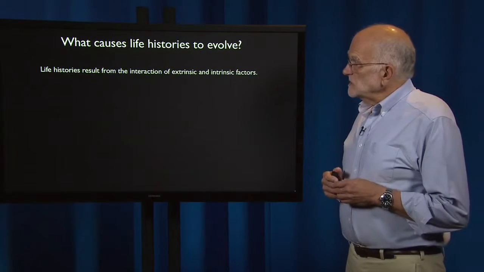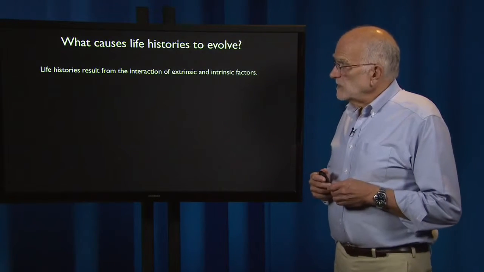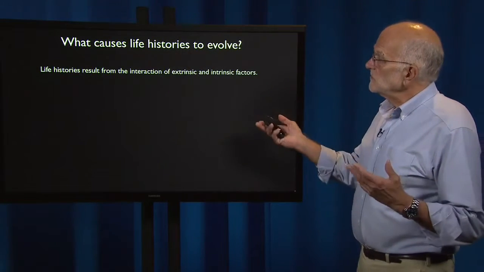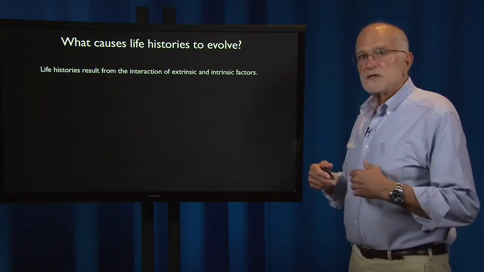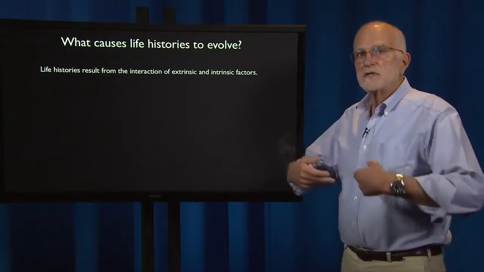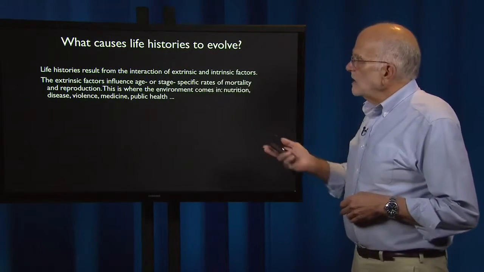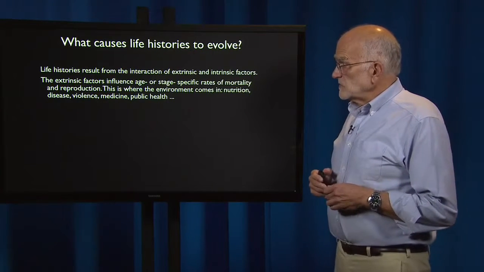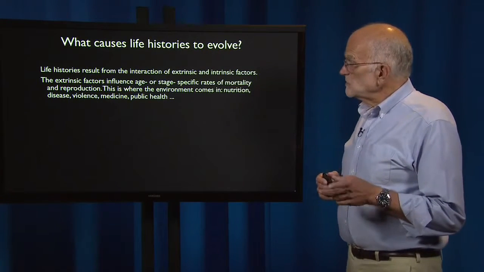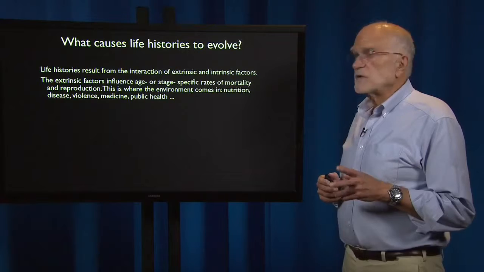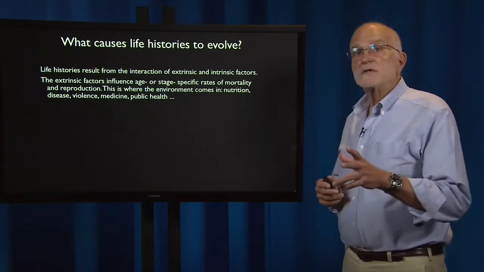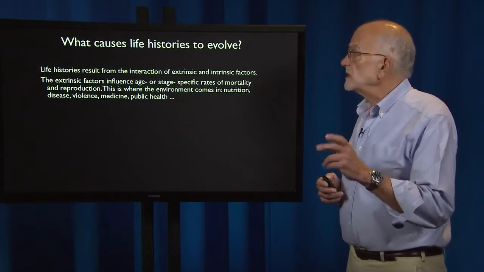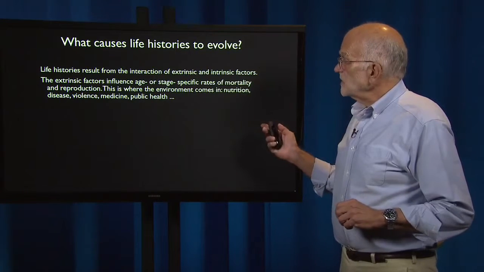So what is it that causes life histories to evolve? Well, at a very, very basic level, they result from the interaction of extrinsic and intrinsic factors, from things in the environment and things in the organism. The extrinsic factors are those that influence age or stage-specific rates of mortality and reproduction. So risk and nutrition and things like that. This is where the environment comes in.